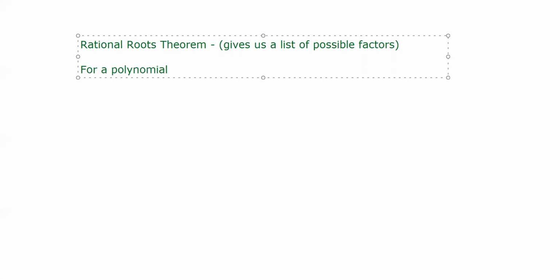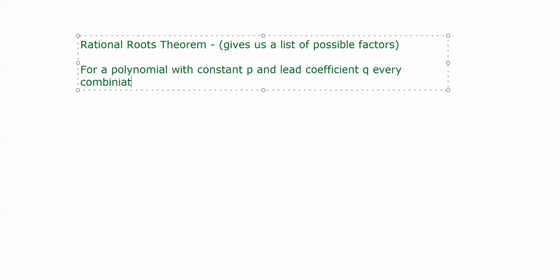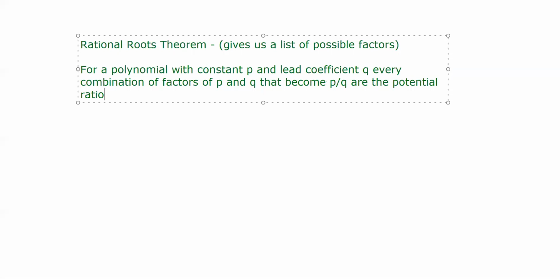For a polynomial with constant p and lead coefficient q, every combination of factors of p and q that become p over q are the potential rational candidates for zeros of the polynomial. Oh boy, that's just a mouthful.